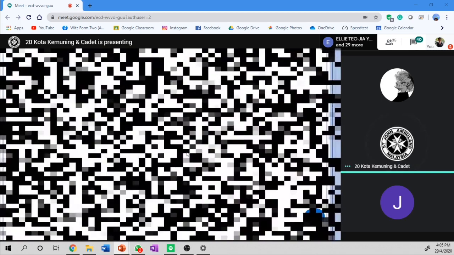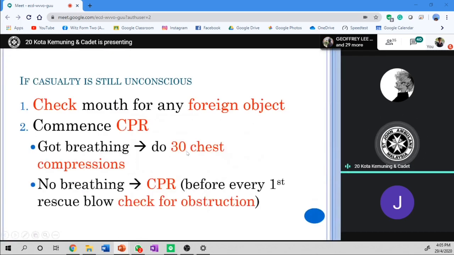So CPR. If he's breathing and you do 30 chest compressions, it's enough because the casualty is breathing by themselves already. For a foreign object, 30 chest compressions. Then if he's not breathing, you do CPR.